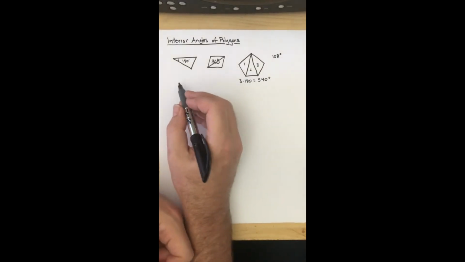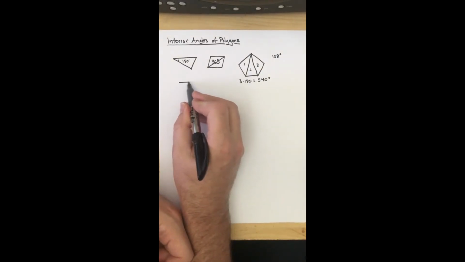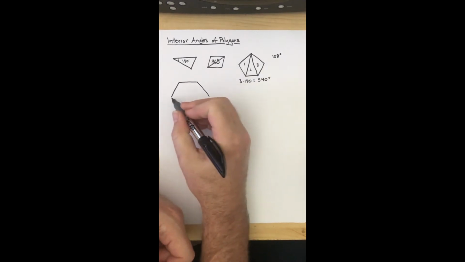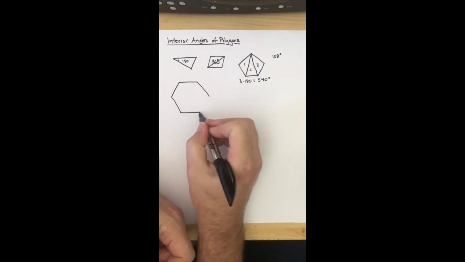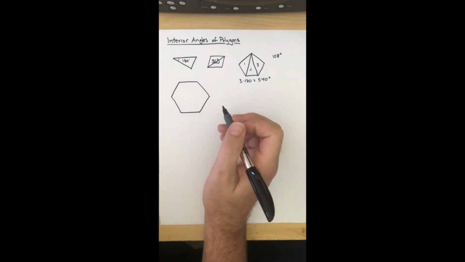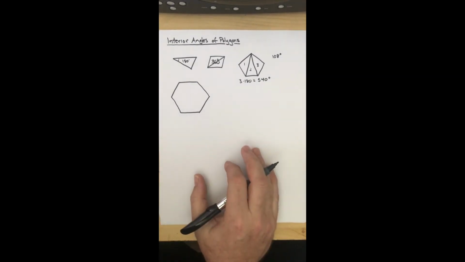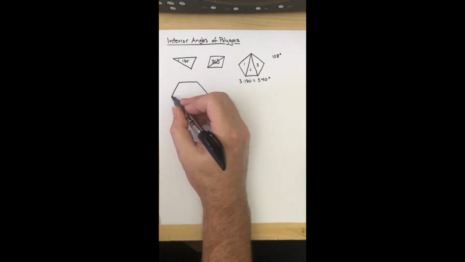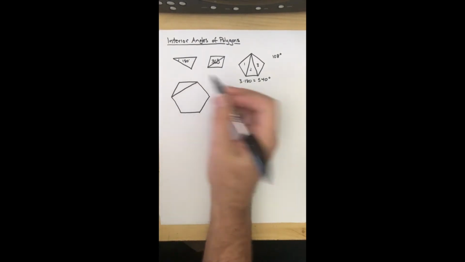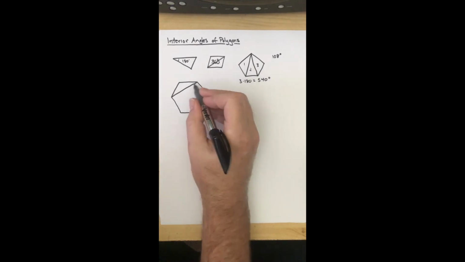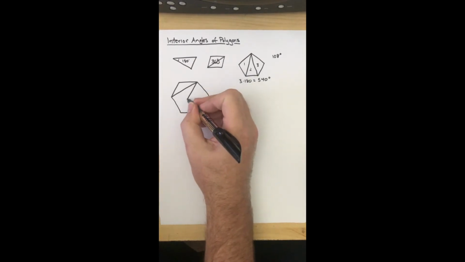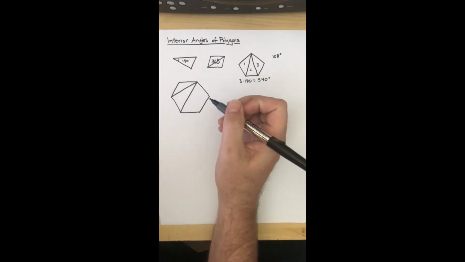Okay, let's try another one. What if I made a 6-sided shape? Well, I'm going to do the same thing. We're going to find 2 lines that make an angle, and I'm going to connect them and make a triangle. Now the line I just made, I'm going to match it with its new buddy, because I just created a new angle. I'm going to connect those 2 with a 3rd line to make another triangle.